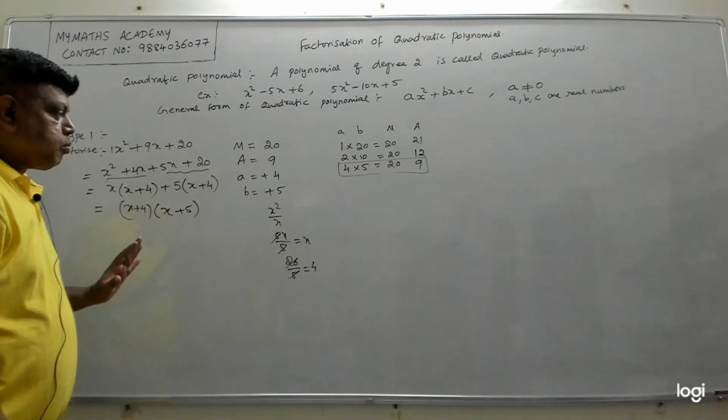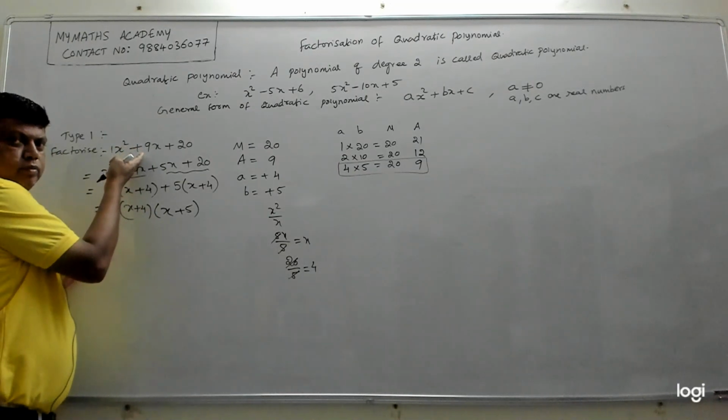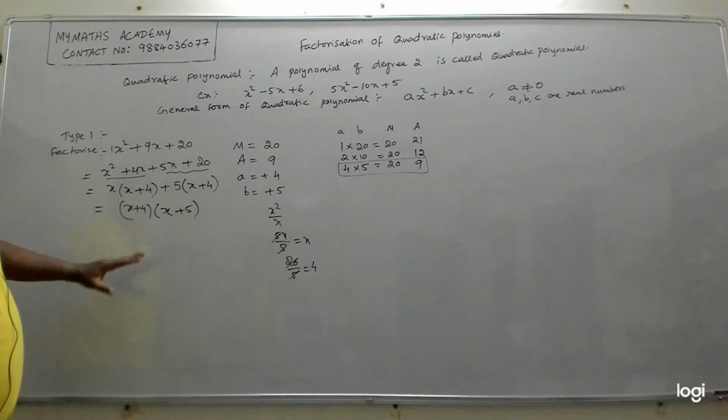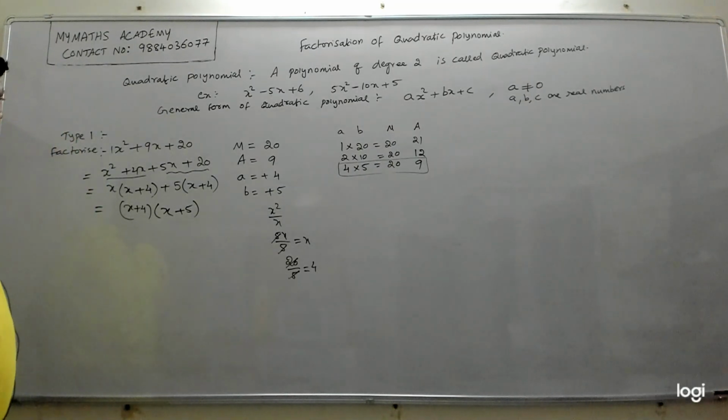Clear? So this is type 1. This is how we factor. Now if you do normal multiplication, you will get back this. So this is how we do type 1. Fine. Now I will teach you type 2.